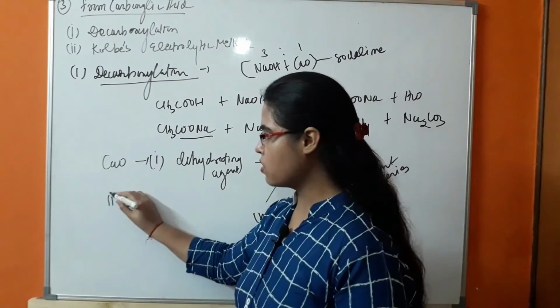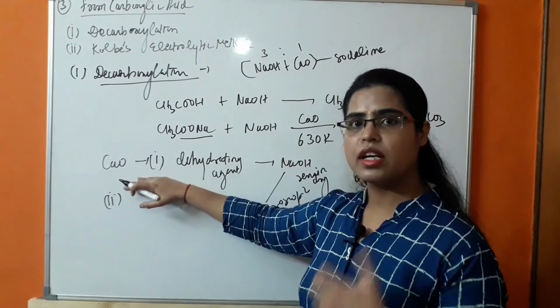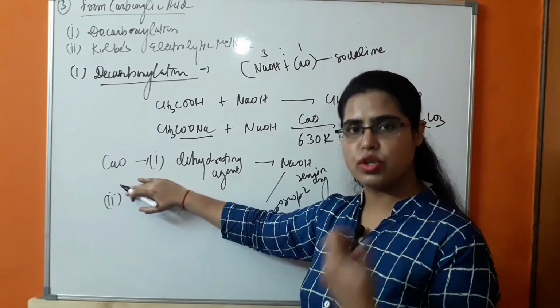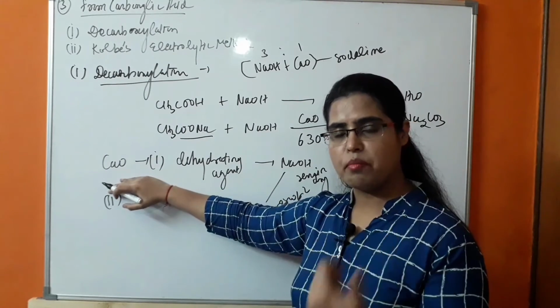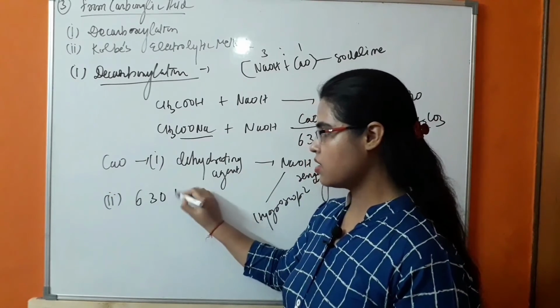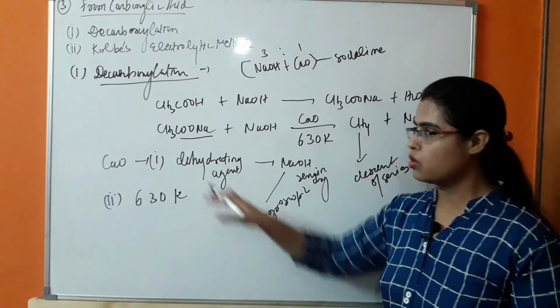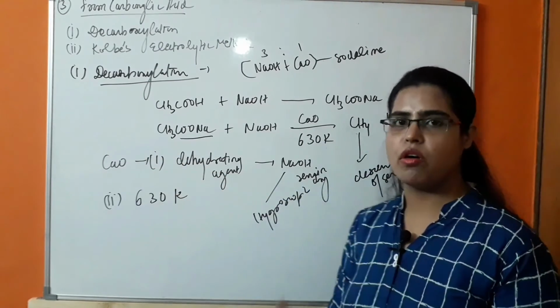Second role of calcium oxide: at high temperature, this will permit the complete removal of CO2. It means it will permit complete decarboxylation at high temperature, that is 630 Kelvin. Okay? So this calcium oxide is responsible for the completion of reaction.